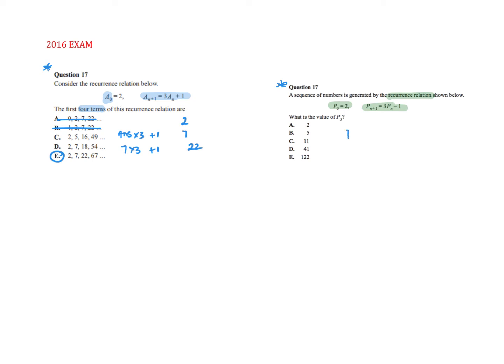The way I'm going to find P1 is I'm going to use this formula. The next one would be 3 times P0 minus 1. So it'd be 3 times 2 minus 1, which is 5. That's P1. Then for P2, you would do the rule: 3 times the one before, which is 5, minus 1, so that would be 14. And then P3 would be 3 times that 14, which is 42, minus 1, which is 41.